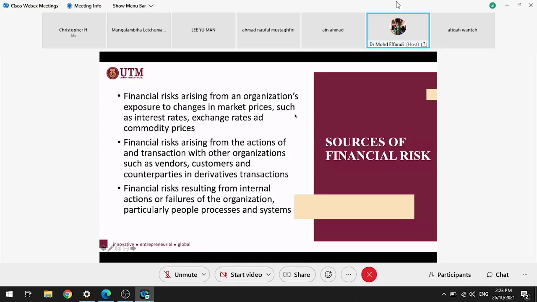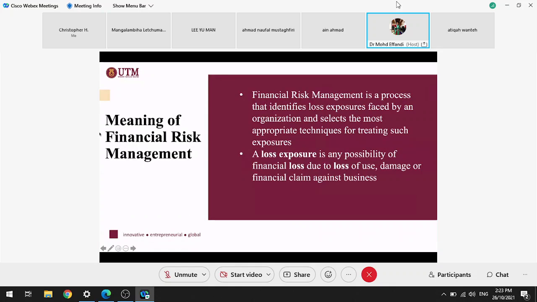And then, okay, so the meaning of financial risk management. What does it mean by financial risk management? Okay, so financial risk management is basically how you manage the risk.